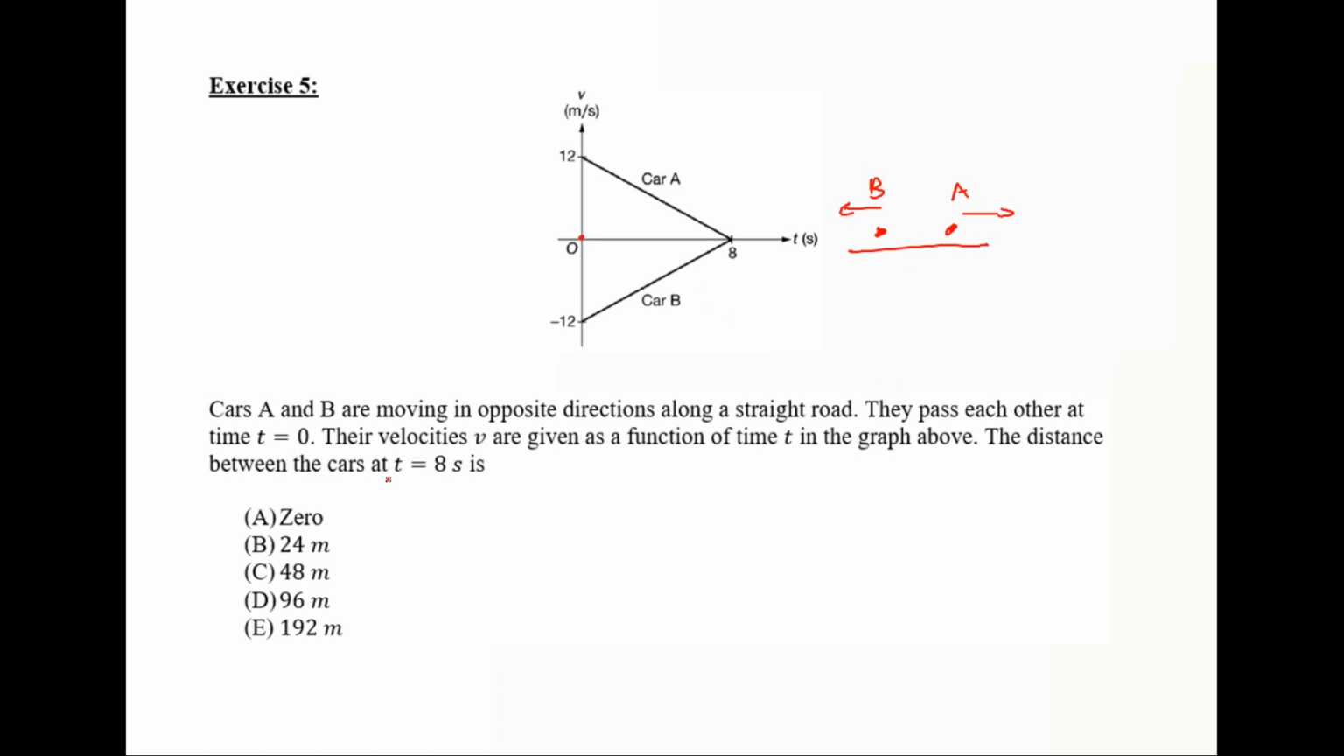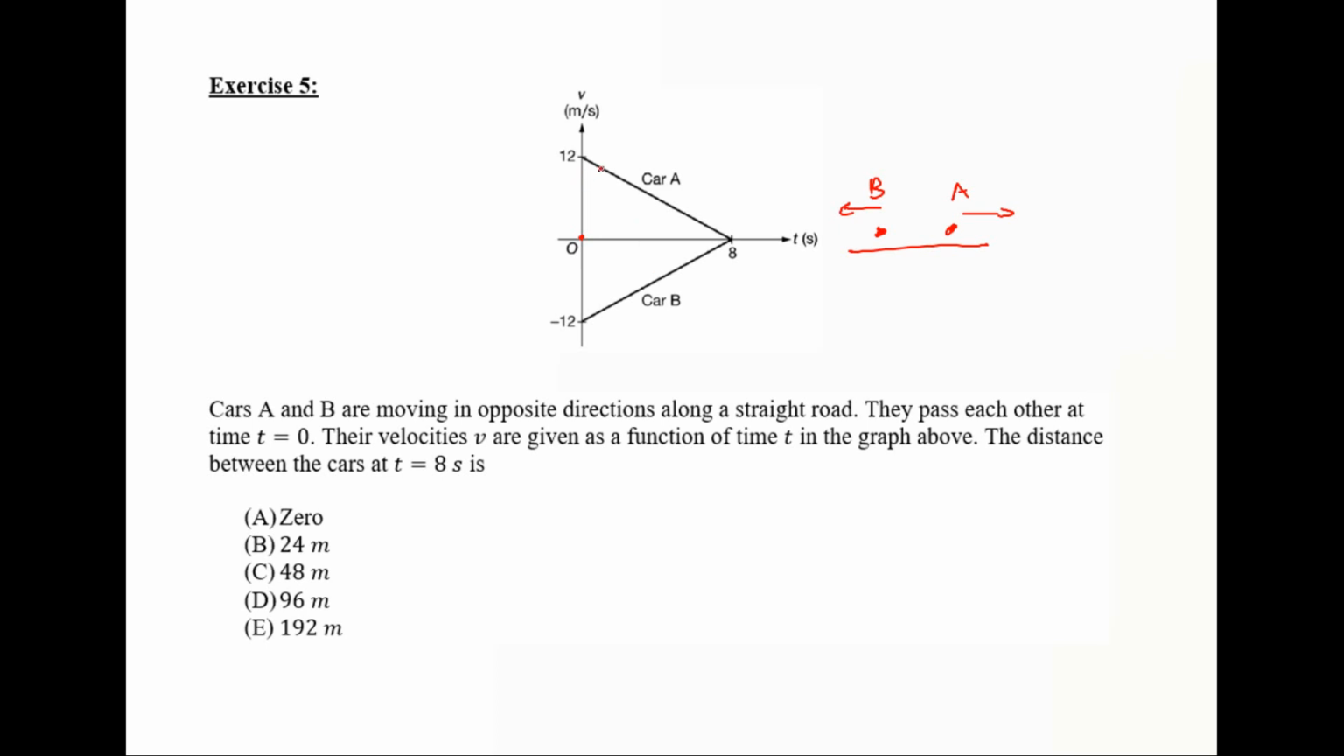The distance between the cars at t equal to 8 seconds, so we're interested in the distance. Now, if you look at this graph, because they are straight lines, we can think about the acceleration, but we're not interested in the acceleration. However, because it's a VT graph, we can calculate the displacement. We are interested in the separation distance between two cars. If car A has been displaced a certain distance to the right and car B has been displaced a certain distance to the left, then the separation distance would be the displacement of car A plus the displacement of car B.